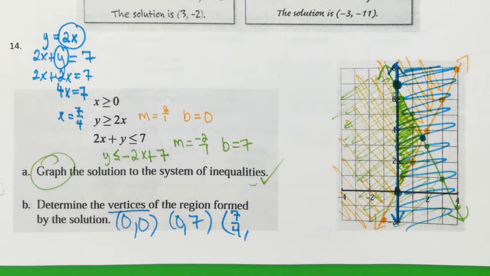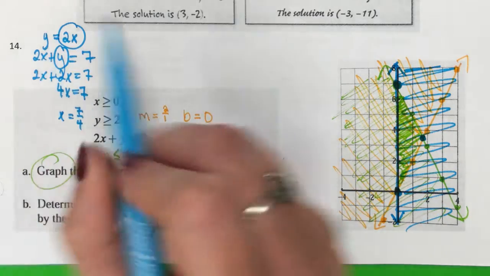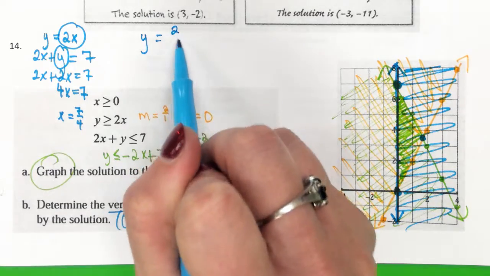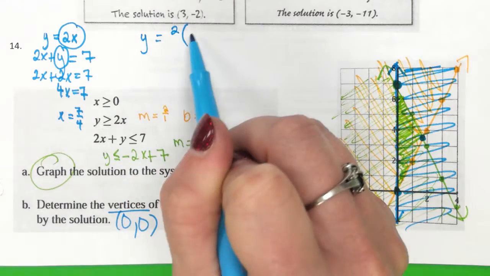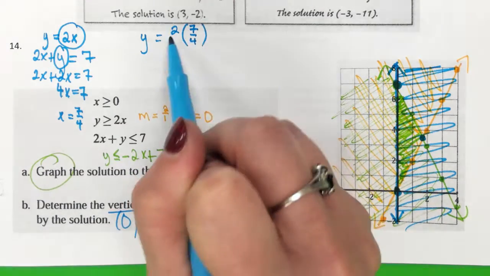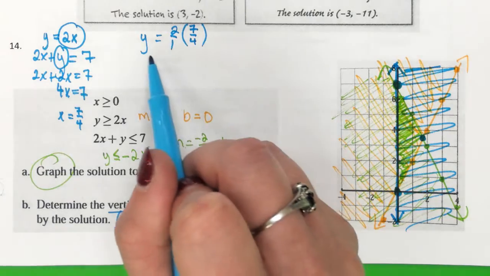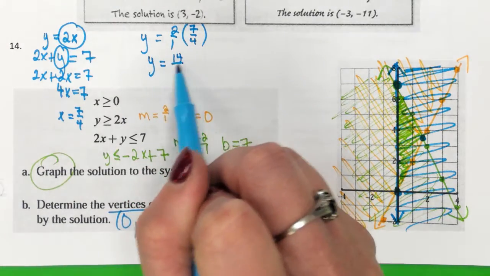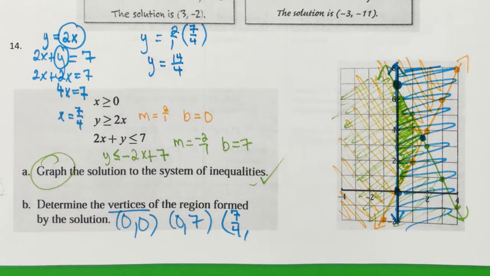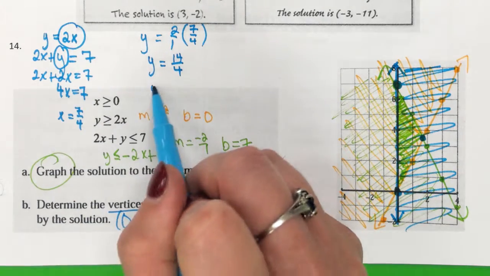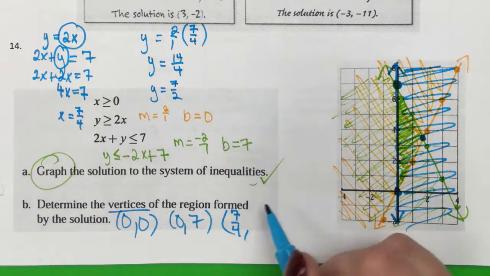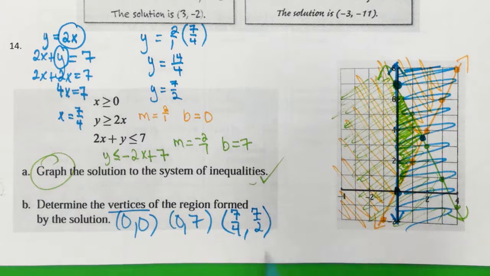So, which one do you want to plug into to find out what y is? The top one? Okay, it doesn't matter. So we'll do y equals 2 times 7 over 4. Make 2 a fraction, you put it over 1, right? What do you get when you multiply those? 14 over 4. Those reduce. Very good. There we go. Beautiful.